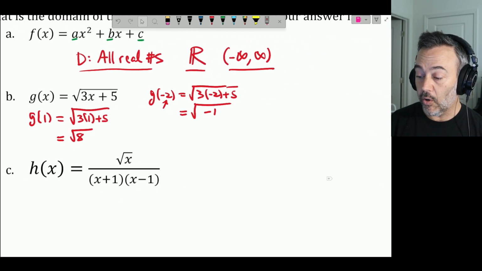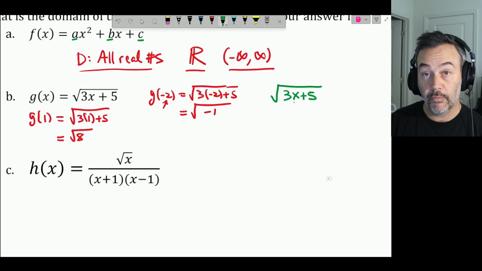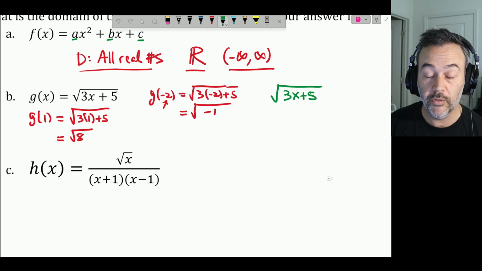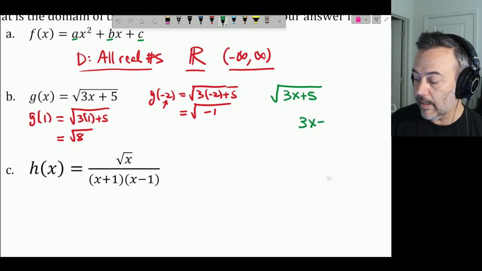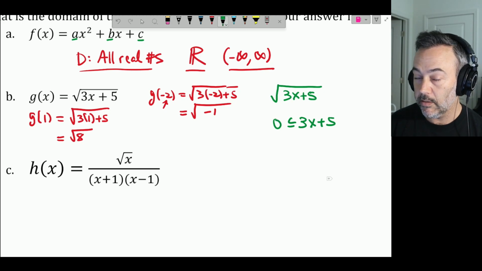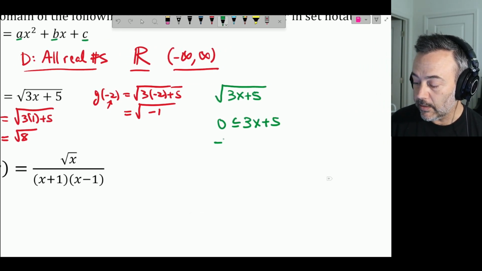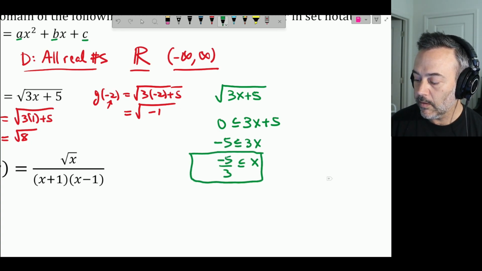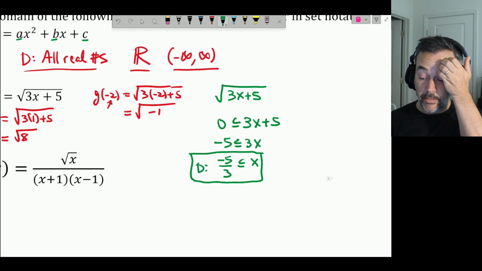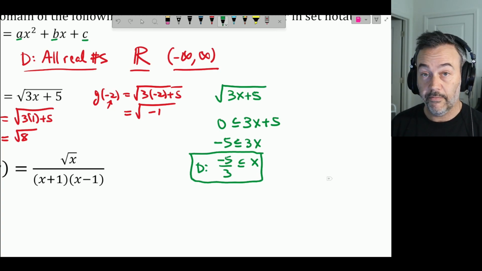So how do we express all the numbers that are in the domain? I'll switch to green. Let's just emphasize something for a second. 3x plus 5 is underneath the square root. You can only take the square root of positive numbers or 0. So 3x plus 5 cannot be negative. In other words, 3x plus 5 needs to be greater than or equal to 0. Well, what is this? Negative 5 less than or equal to 3x. x is greater than or equal to negative 5/3. There's our domain. Our domain is the set of all x's that are greater than or equal to negative 5/3.